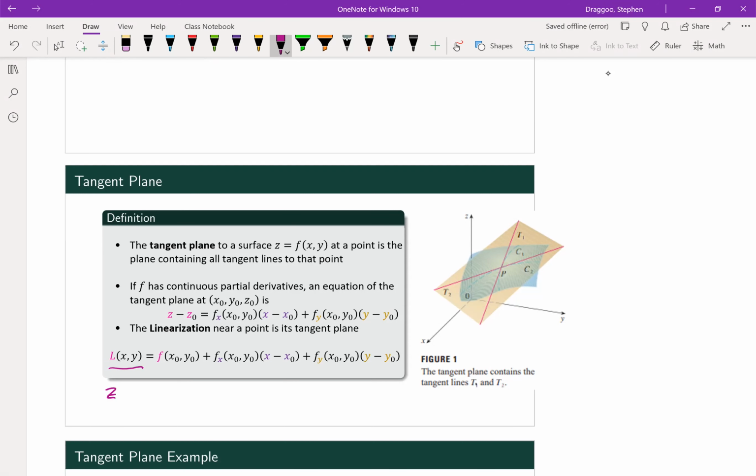So z is that linearization, and then f of x naught, y naught is just z naught. Since z is f based on our definition for the surface, we'll just add that one term back over to the other side. And then all the other pieces stay the same. So when we need a linearization, or if we need to compute or estimate the error in some term, we'll estimate using linearization, which just means go to a tangent plane.